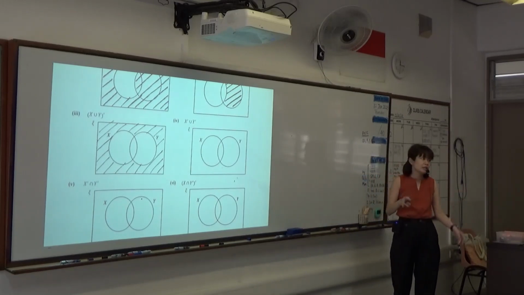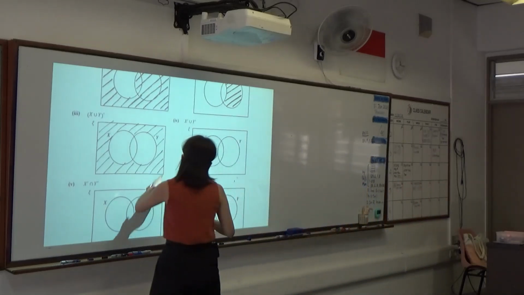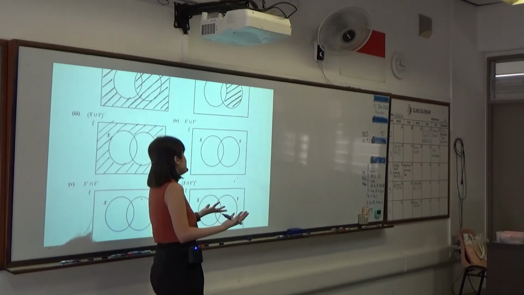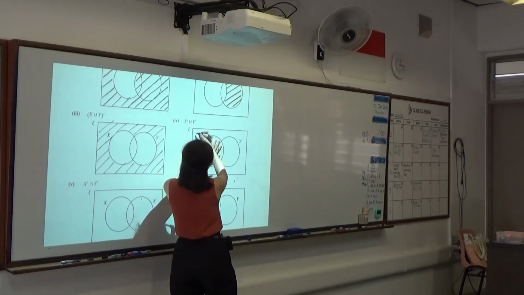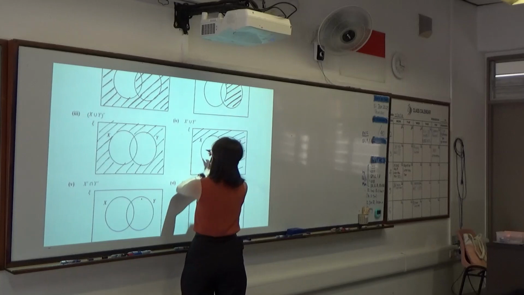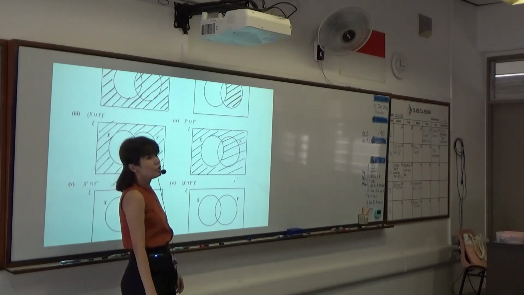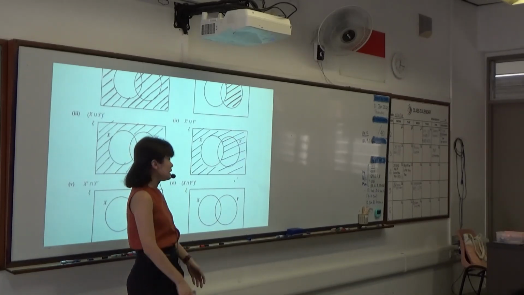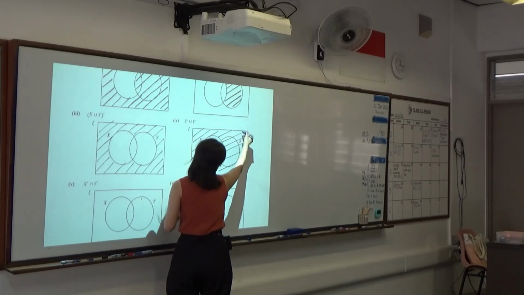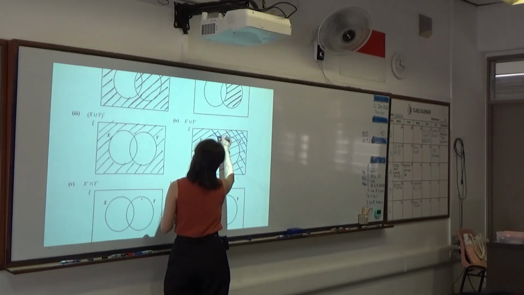For unions, usually it's slightly easier because you can just start shading already. Looking at part 4, we have X complement union Y complement. Since it's union, I just find out where X complement is first. X complement is anything outside the X circle. So if you want to, you can start shading. So this is outside the X circle. Union, the Y complement. Y complement is outside the Y circle, which means I'm looking at this part.